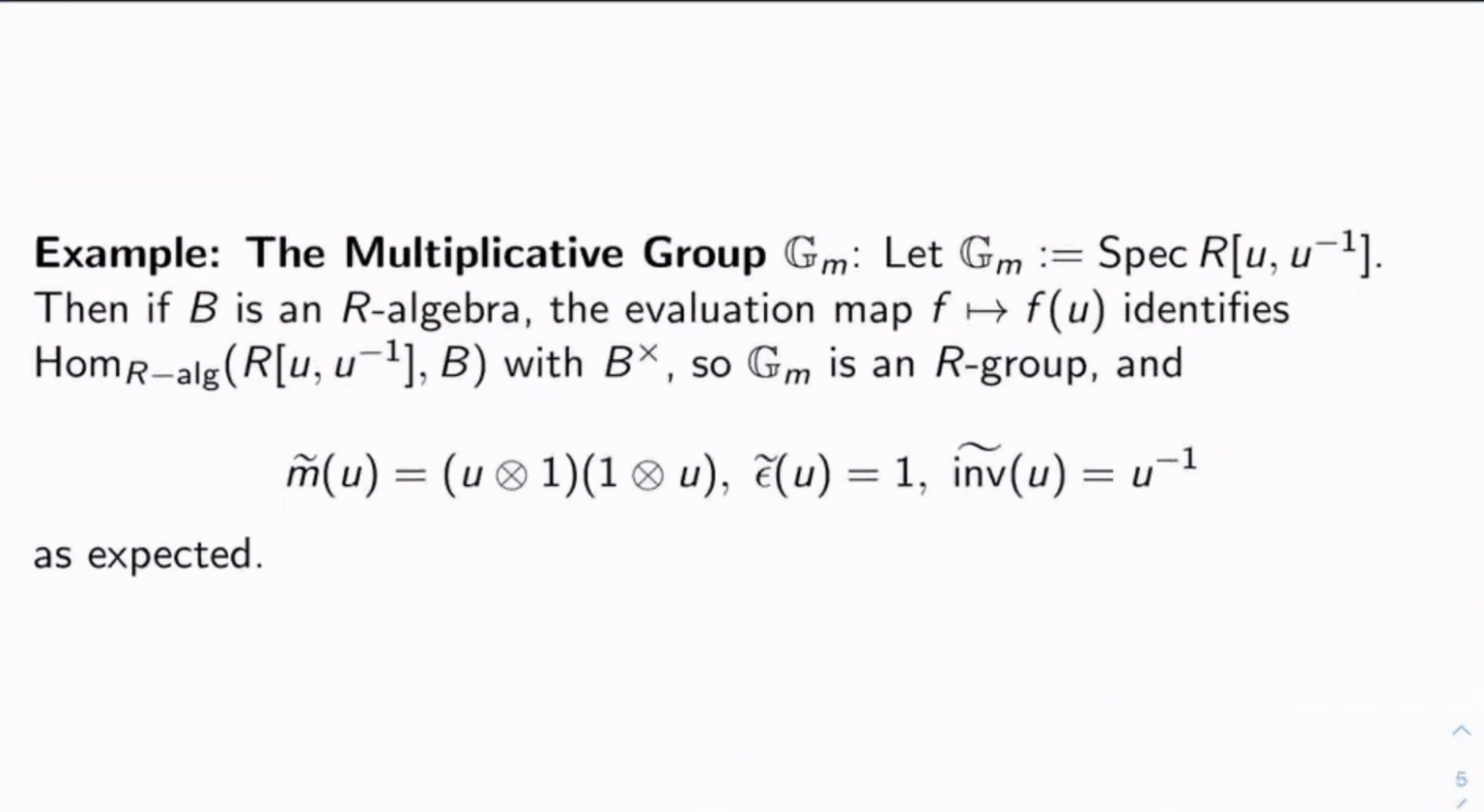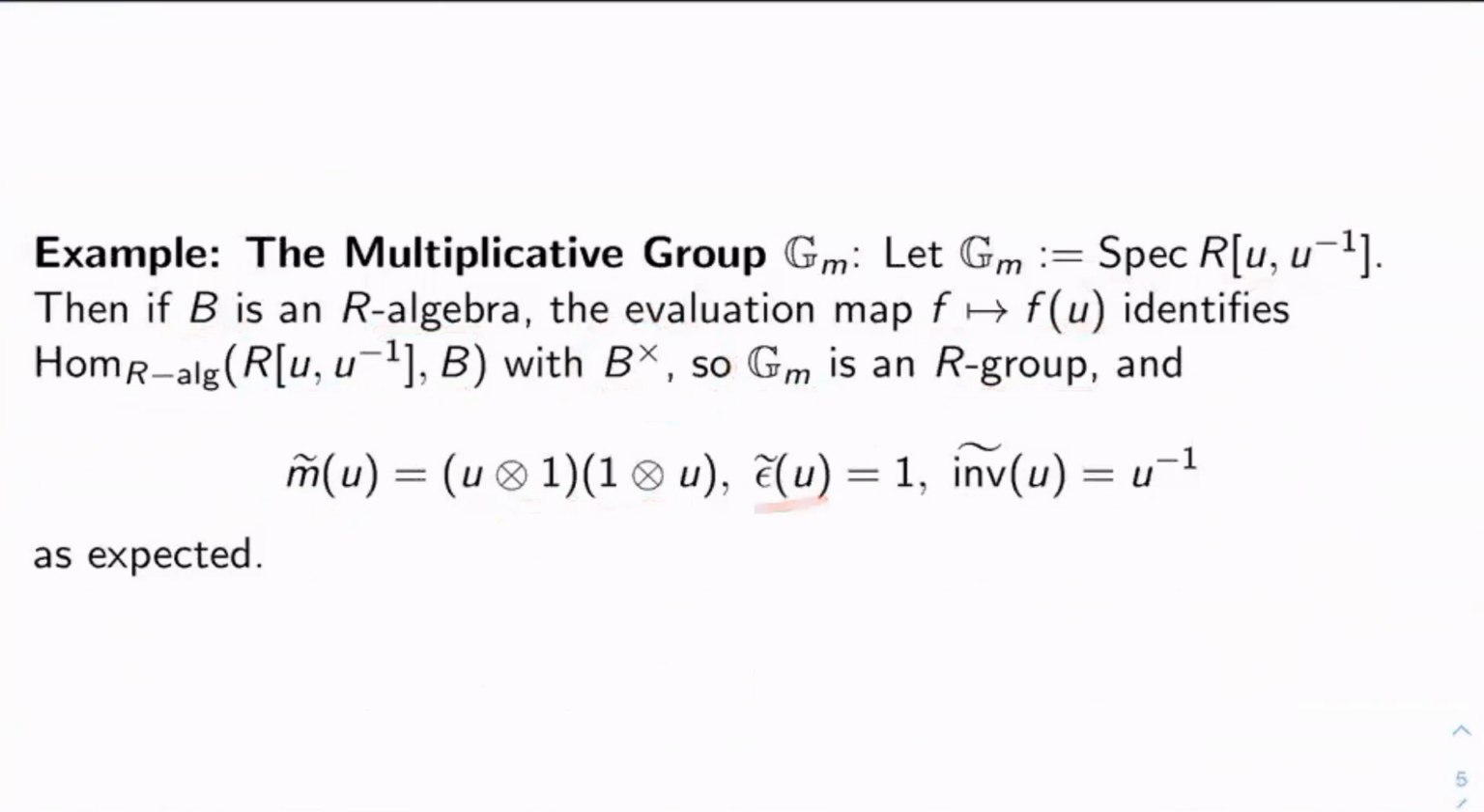Second example, the multiplicative group, G_m this time. We'll let G_m be Spec of R[U, U^{-1}]. And so if B is an R-algebra, the evaluation map, again, this sends f to f(U), identifies the R-algebra maps from R[U, U^{-1}] to B with B^×, the units in B. And so G_m is an R-group. And M-tilde of U this time is the product of U ⊗ 1 with 1 ⊗ U, like you'd expect, because we're working with a multiplicative group structure here.